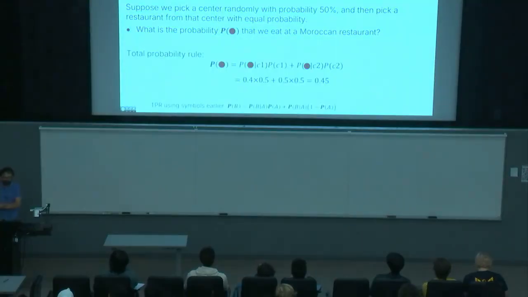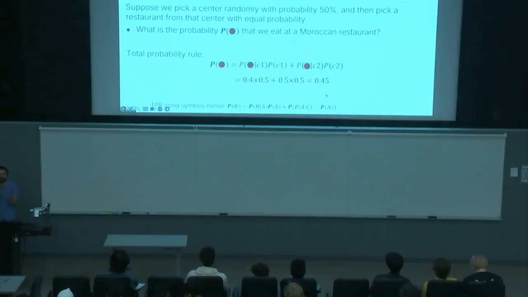Okay. So we're just applying the total probability rule. There are two things that could happen. Either we pick center 1 or we pick center 2. In the coronavirus example, it was either we test positive or we don't. If we pick center 1, the chance we pick a Moroccan restaurant is 0.4. If we pick center 2, the chance is 50%. Therefore, the total chance that we pick a Moroccan restaurant is 45%. So there are two different ways I can go, and among those two choices, I figure out the chance of a Moroccan restaurant, and then I weight it by the chance that I picked whichever center.